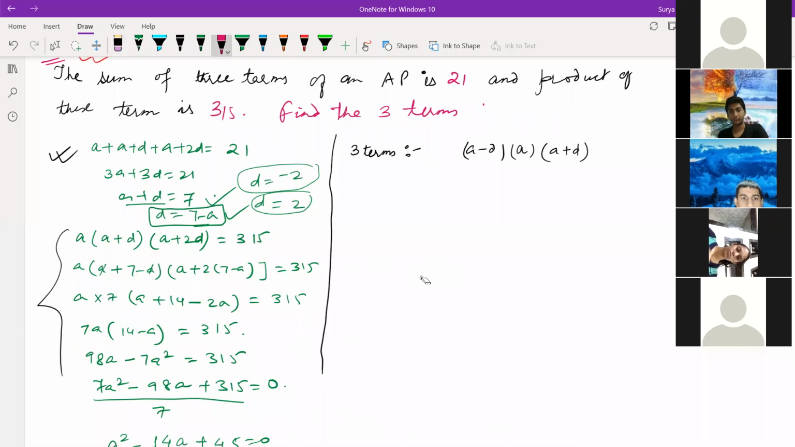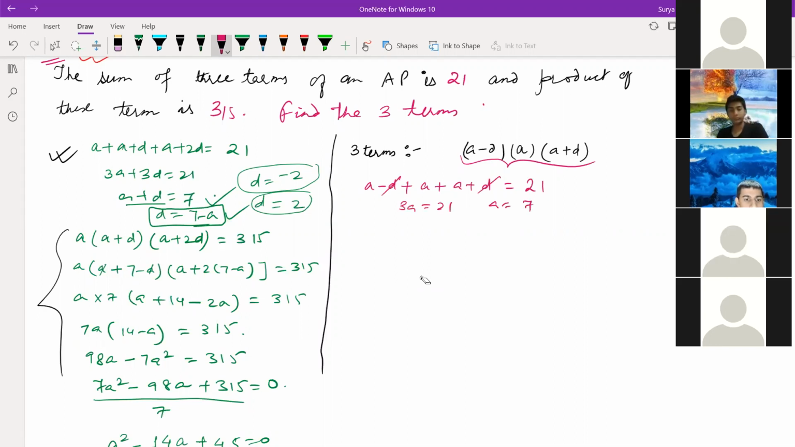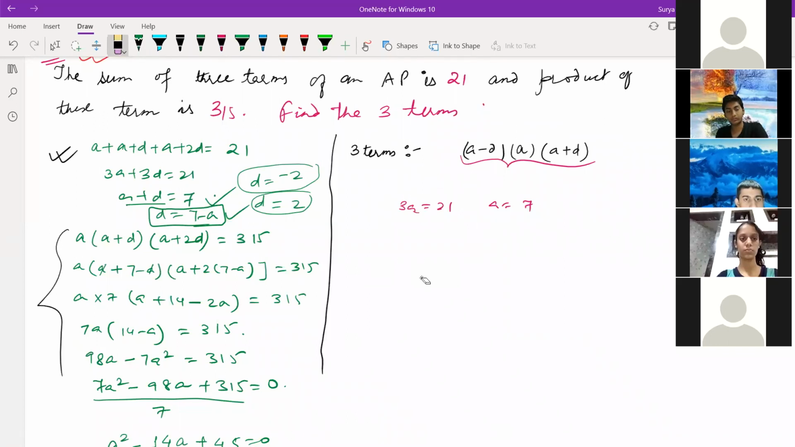Because if you put these 3 terms here, directly you will get the value of a. If you add, you will get 21. Here d and d are cancelling, so 3a is equal to 21. So a is equal to 7. This is quite easy, because directly you are getting the answer of a from the first equation itself. And a you can directly put in the second equation.